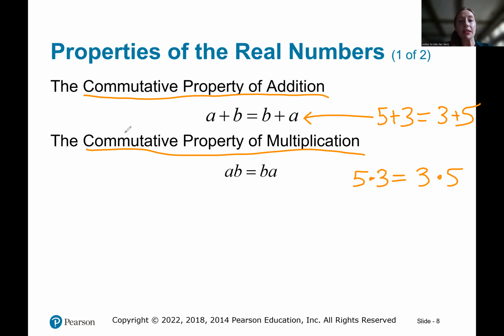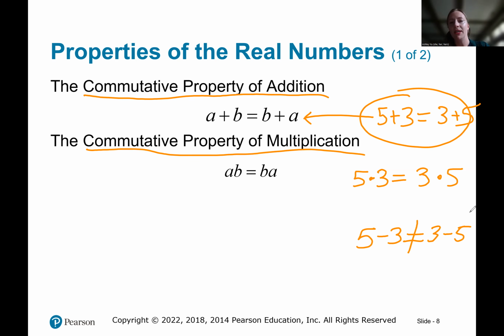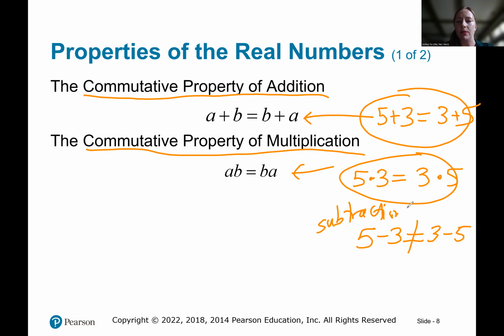Yeah, but notice that's not true of subtraction or division. It's only true of addition or multiplication. Because if I did subtraction, 5 subtract 3 is not equal to 3 subtract 5, because in one case you're going to get a positive, and in the other case you're going to get a negative. So these are special to addition and multiplication. Subtraction, not so much. No. And then division, same thing.